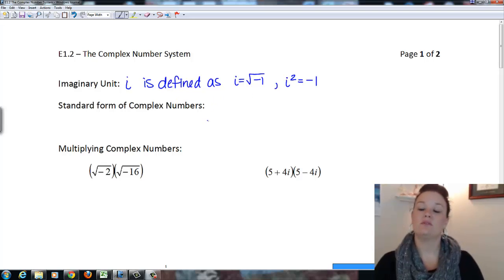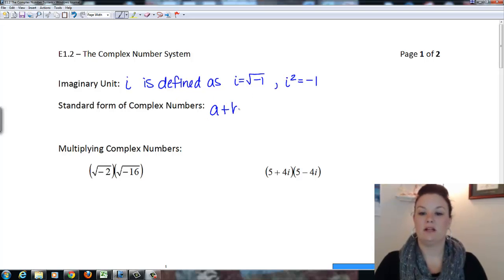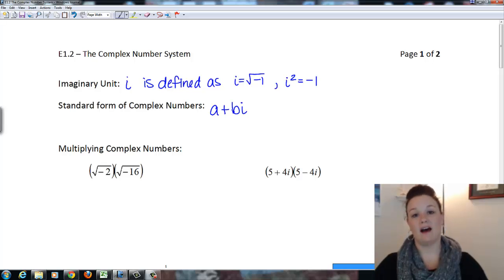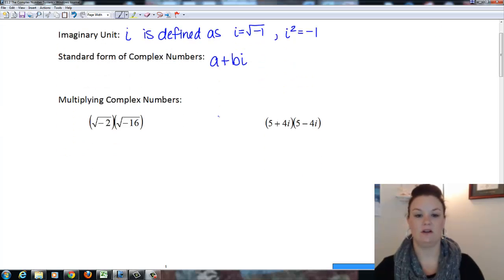Okay, standard form of complex numbers we write as a + bi. Now if a, your regular number, happens to be 0, you don't have to write 0 + bi or whatever. But if you have both a regular term and an i term, we always write the i term second. Okay. So let's go ahead and go over multiplying these numbers together.